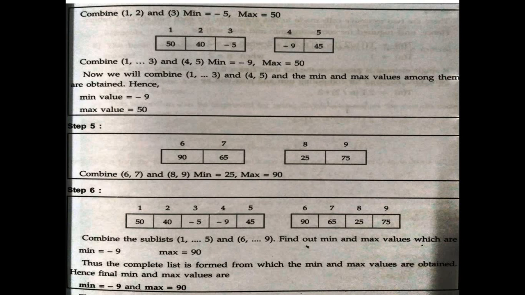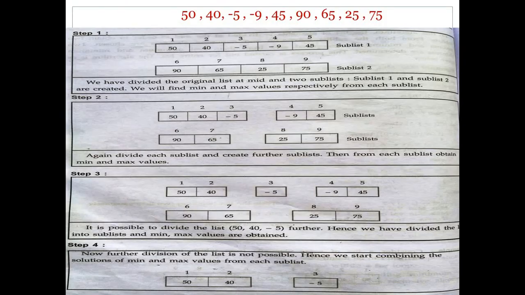In our sublist 2, for 6 and 7, our minimum number is 65 and maximum number is 9. For this sublist, our minimum number is 25, maximum number is 70. If we merge these two sublists, our minimum number will be 25 and maximum number will be 90. So we have found the solution of sublist 1 and the solution of sublist 2.